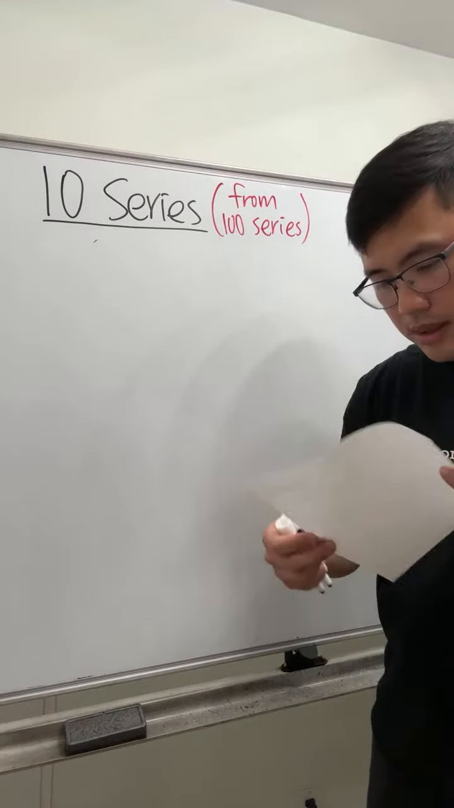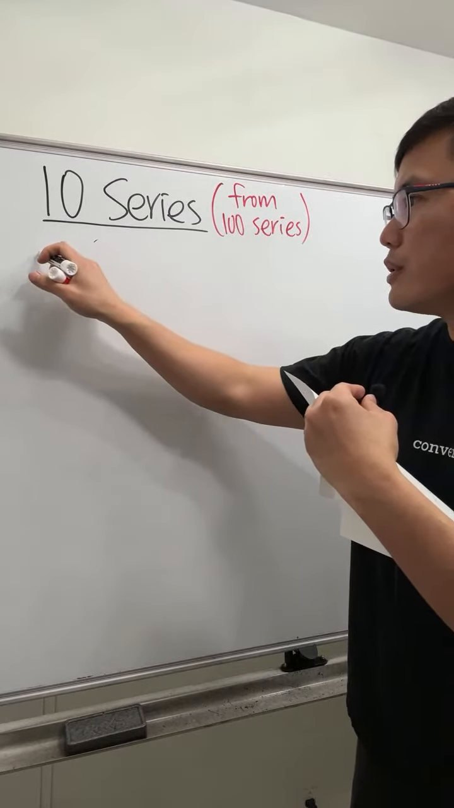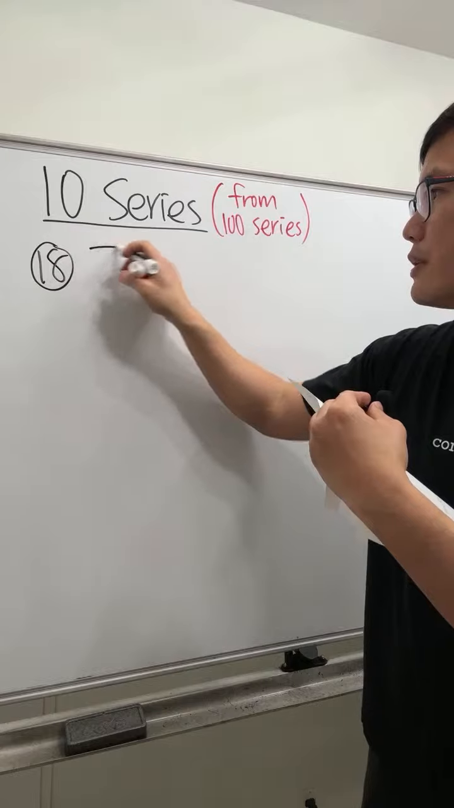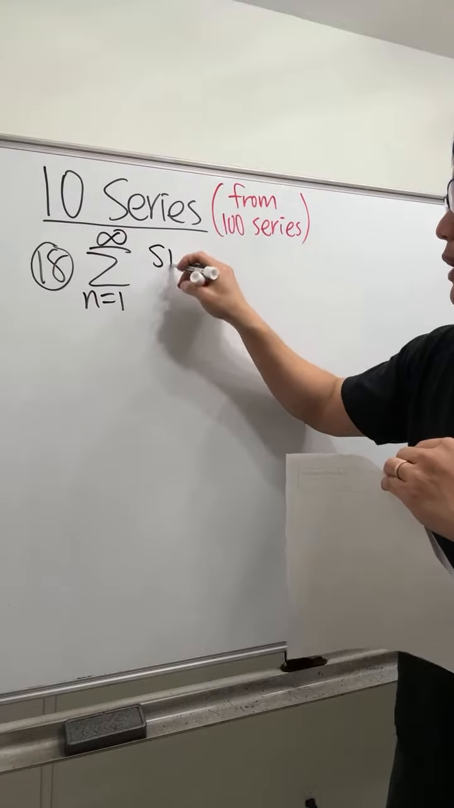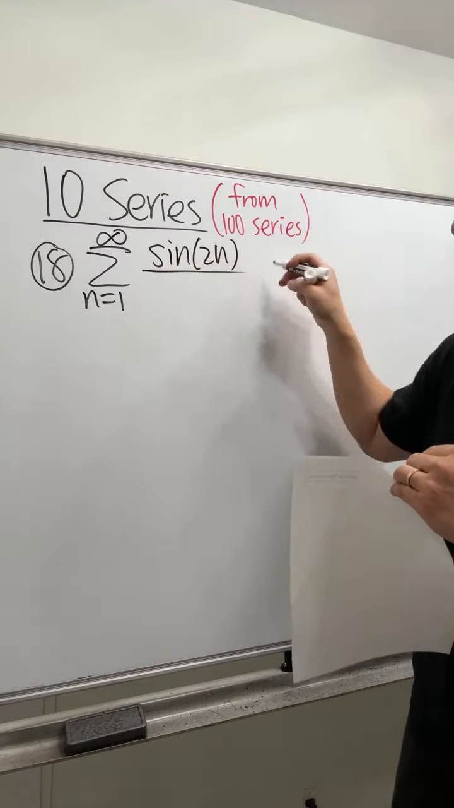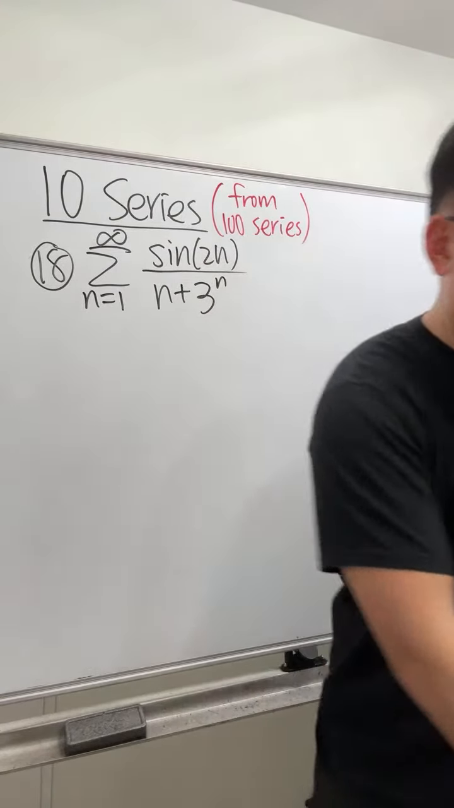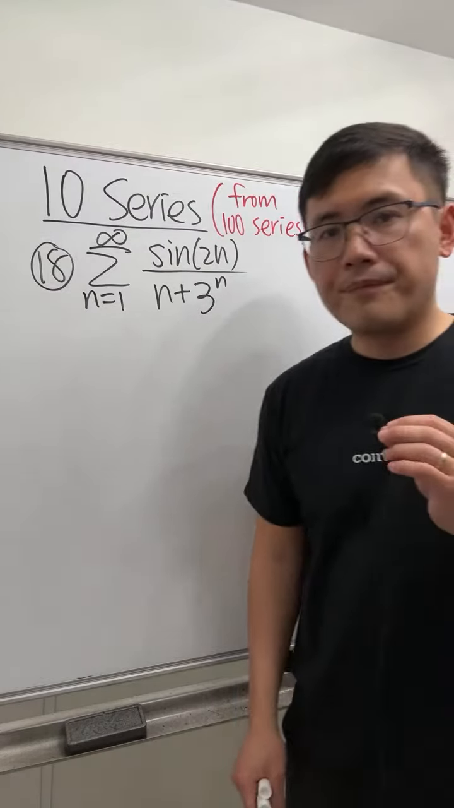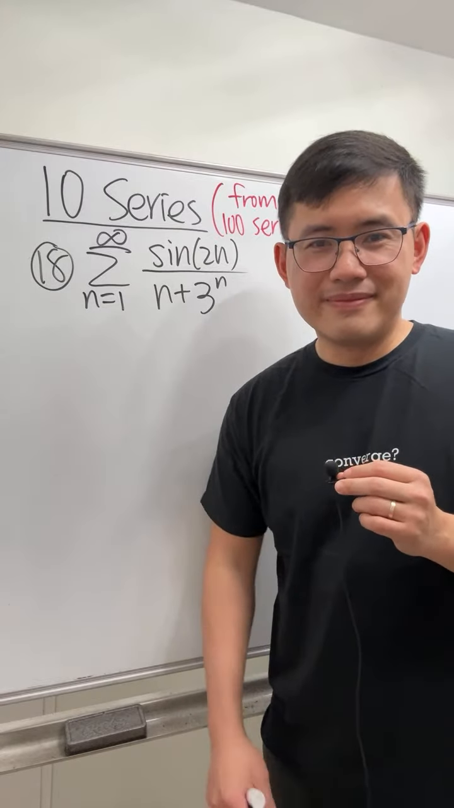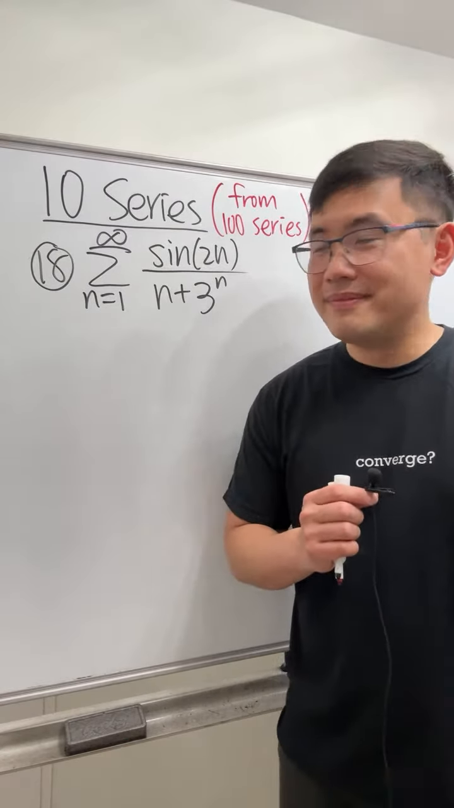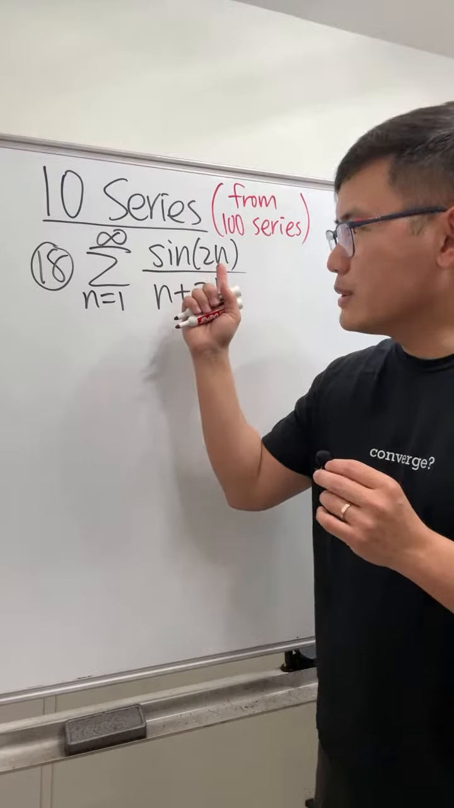Okay, next one, number 18, right? Number 18 from the 100 series video. So here we have the series, n goes from 1 to infinity, and we have sine of 2n over n plus 3 to the n. Okay, so for this one, what do we do? Yes, this is not really alternating though.